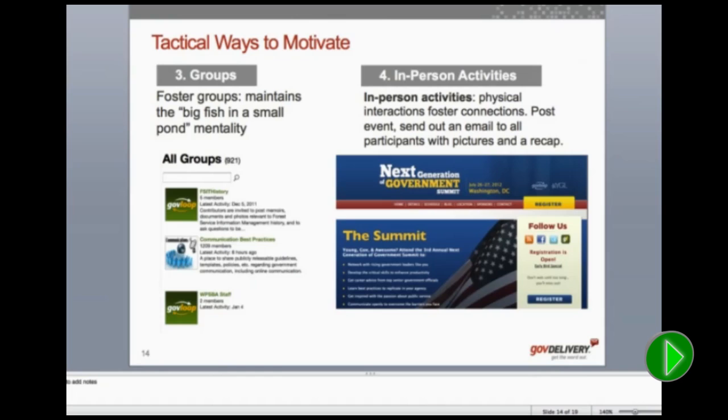And then another way to motivate people is to use in-person activities, because we all know, just like Joseph said, he was going to the tech cocktail, he met some people, that is going to strengthen the bonds with him and other people in that community. So in-person activities are a wonderful way to do that.